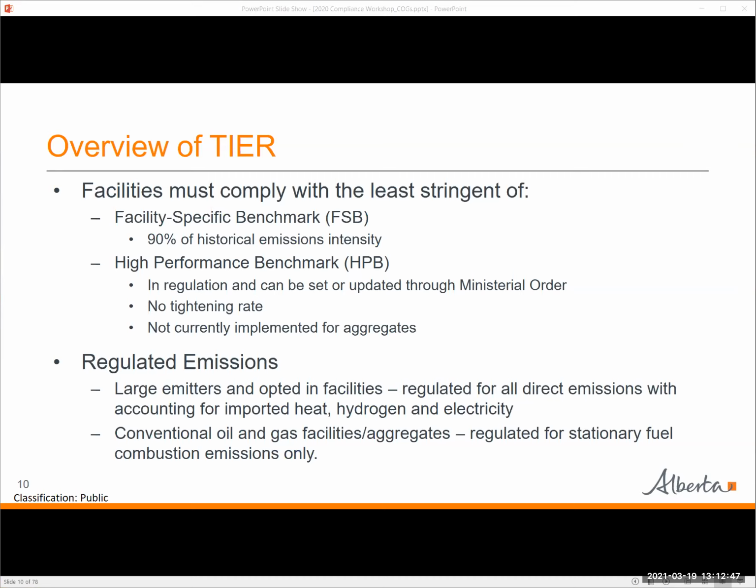The second of the benchmark types are high performance benchmarks, which have not currently been implemented for the conventional oil and gas sector. These benchmarks are based on the performance of the best performing facilities for a product. No tightening rate applies to the high performance benchmarks. Regulated emission sources under TIER include all direct emissions with accounting for imported heat, hydrogen, and electricity for large emitters and opted-in facilities. It's important to note that for aggregate facilities, only stationary fuel combustion emissions are regulated.